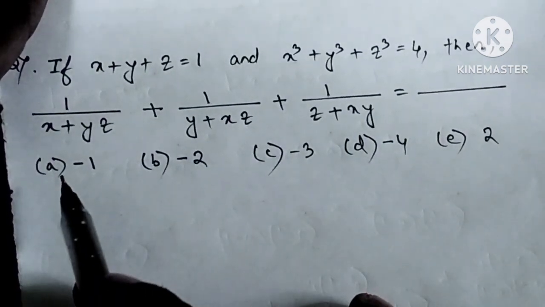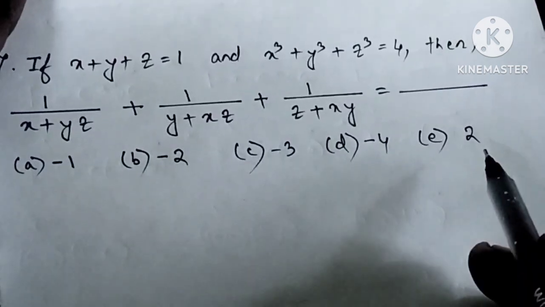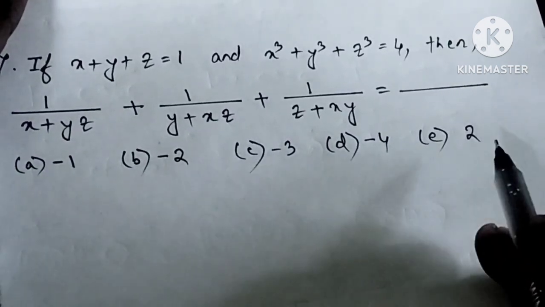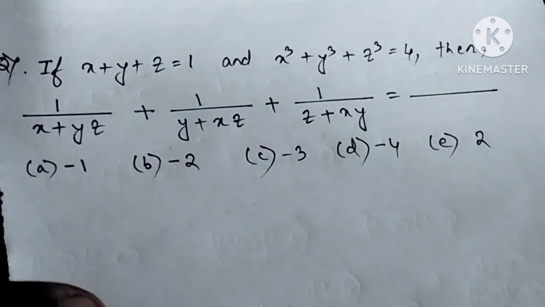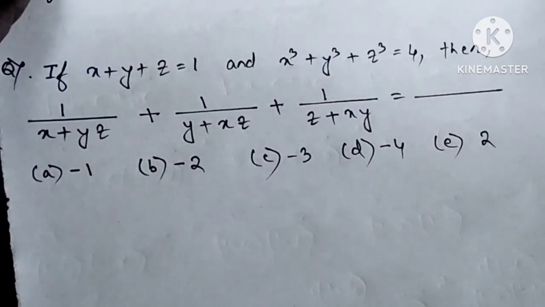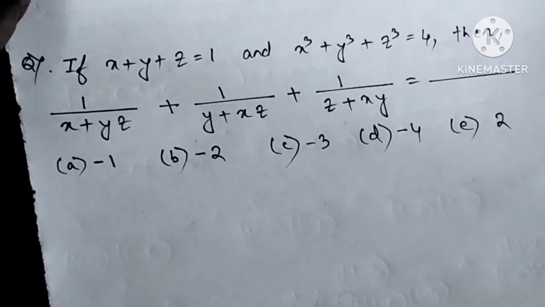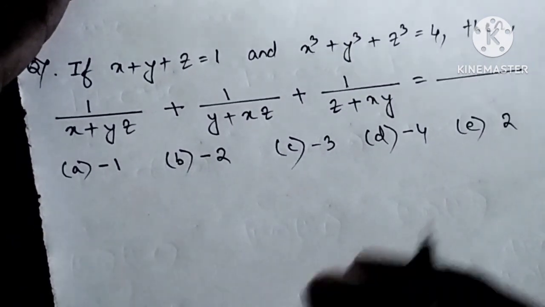5 options have been given. Okay, so all are negative numbers, only one positive number is given. So we have to find which one is correct. So I am starting the sum. I am doing the sum. Watch it very carefully.